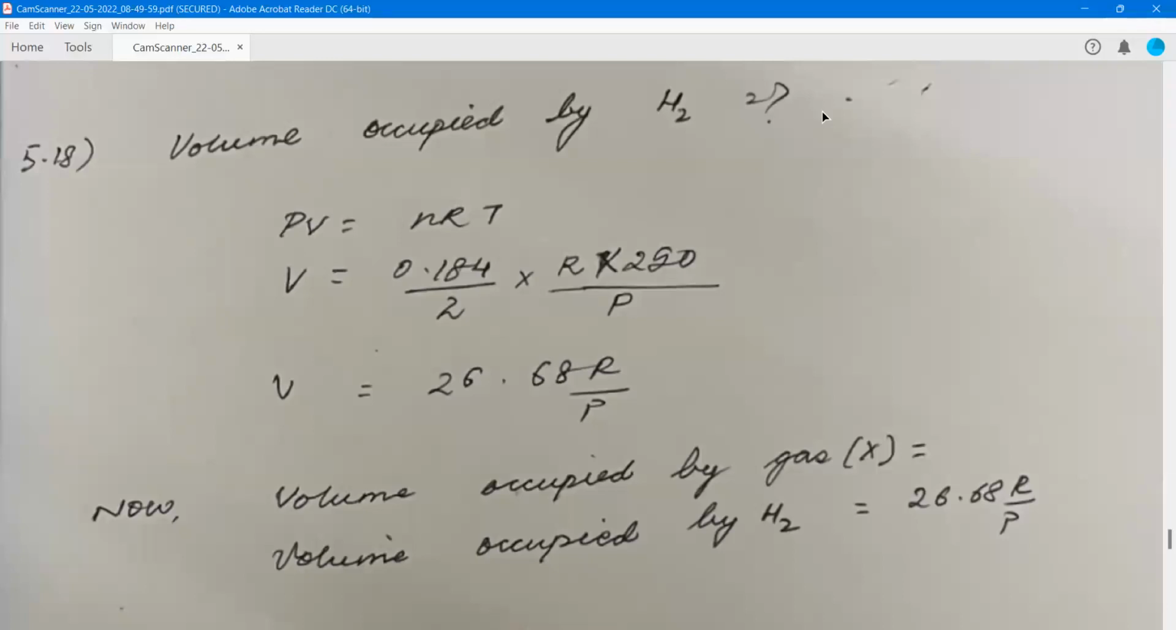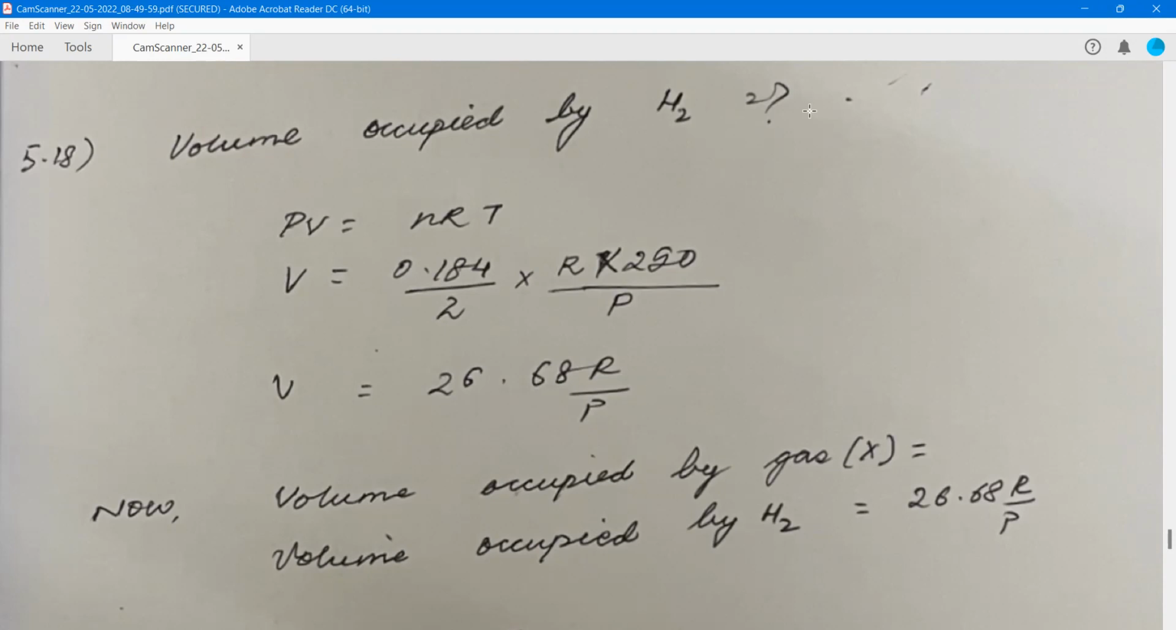So in question number 5.1, they have given that 2.9 gram of gas at 95 degrees centigrade occupies the same volume as 0.184 gram of dihydrogen at 17 degrees centigrade. So from the first equation, 2.9 gram of gas occupies the same volume as 0.184 gram of dihydrogen at 17 degrees centigrade at the same pressure.